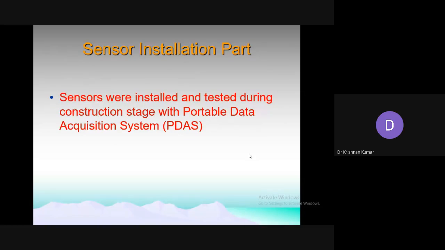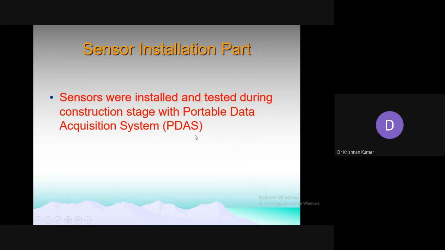Once all the design is over, we have to procure the sensors from various sources, and after that, in the laboratory we have to calibrate them, and after calibrating in the laboratory we have to measure the sensor readings in ideal condition. Then we have to embed them into the concrete. After the concreting is over, we have to take the readings once again. That is called the portable data acquisition system.